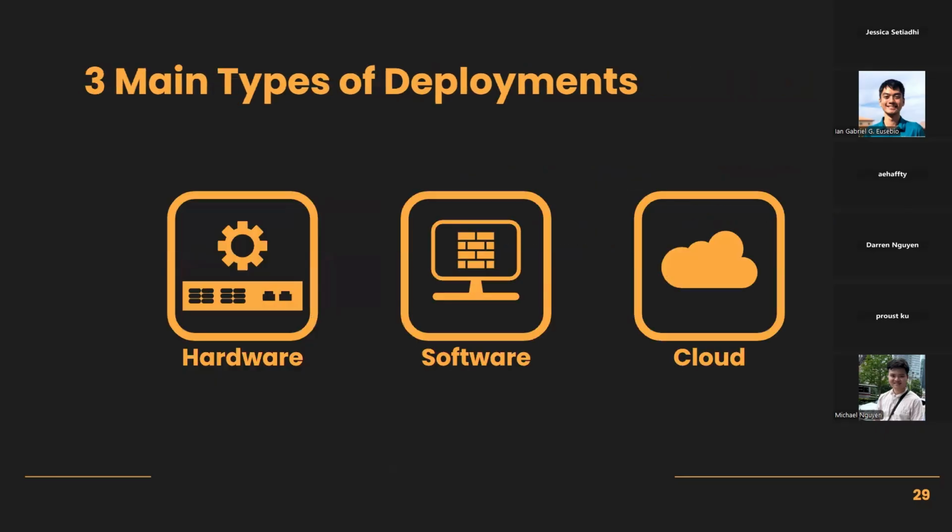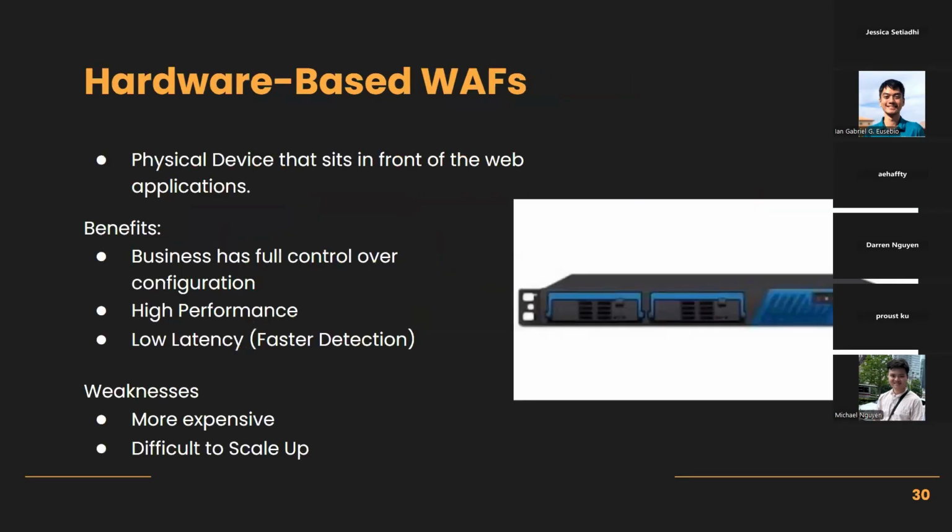So there are three main types of deployments: hardware, software, and cloud. I'm going to talk about each. First are hardware-based WAFs. As you can see in the image, this is what a WAF typically looks like. It's kind of hard finding the image because usually it's software-based, but we'll get into that. So this is going to be a physical device that sits in front of the web servers.